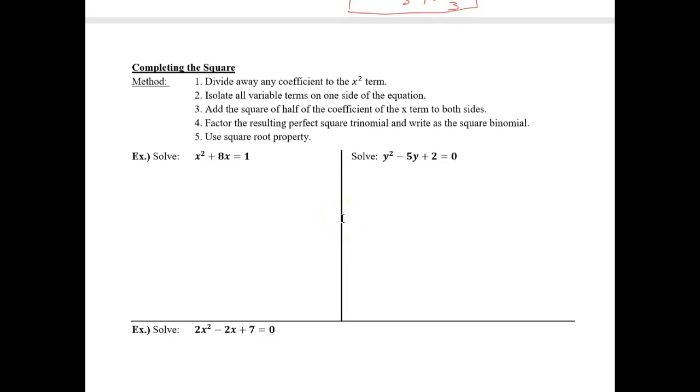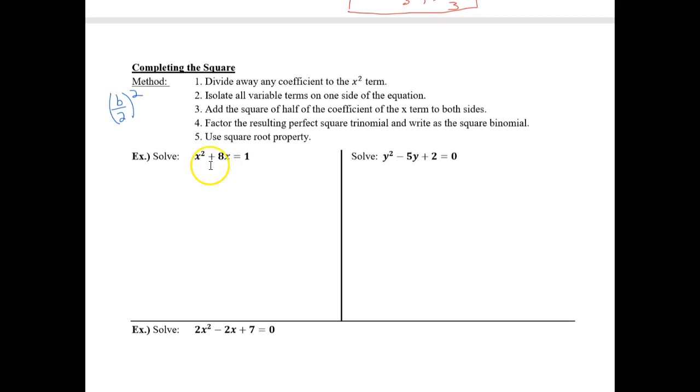So we have to find a perfect number to add to this part of our equation so that it will be factorable. And the way we're going to find that term is by using b divided by 2 squared. And that's going to give us that perfect term that when we add it to both sides, the left-hand side will be factorable.